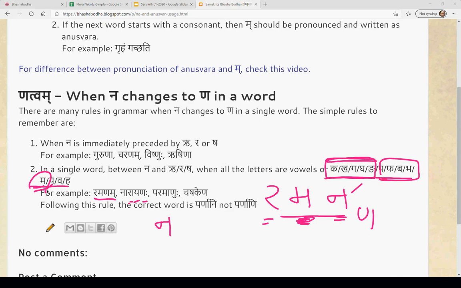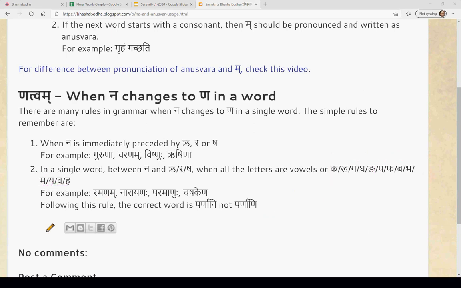The position for pa, pha, ba, bha, ma, what is the position? Anybody remember? Labial. Labial means the lips. So for this the position is throat, for this the position is lips. And ya, va, ha, they have their own positions, but they are in the last line of that consonants list.